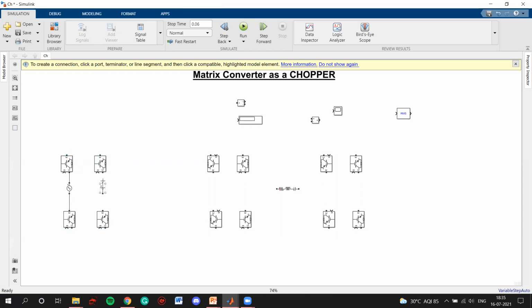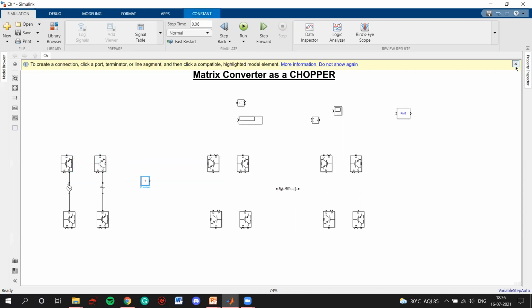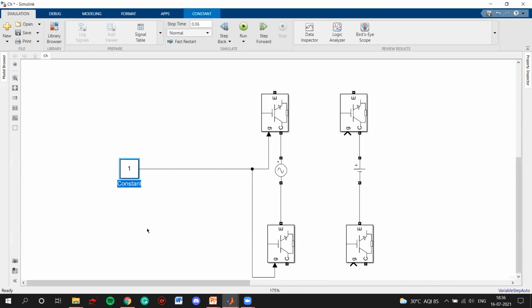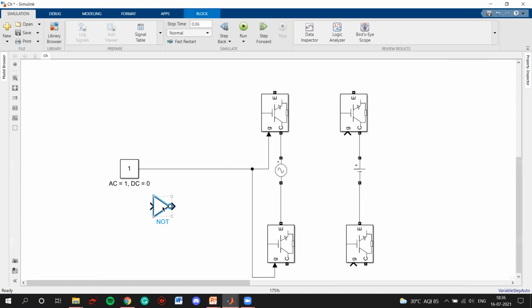Now let's connect them. Let's take one constant block. Connect this constant here and here, at the AC voltage source. So I can write here that when we require AC, the value should be 1, and when we require DC, the value of this constant block should be 0. For this to work, I will require one NOT gate.